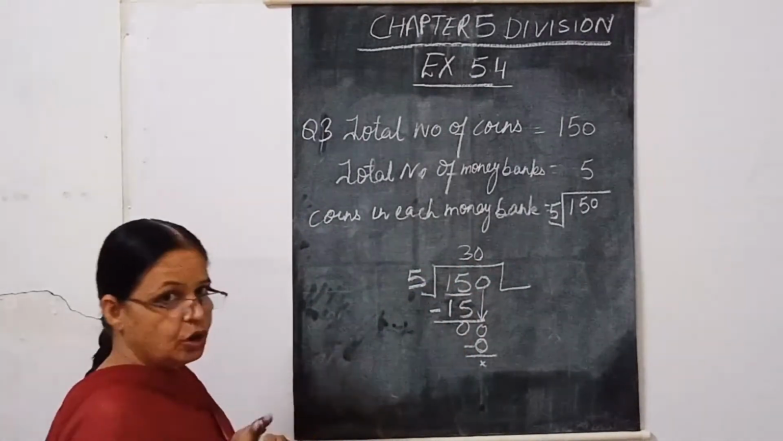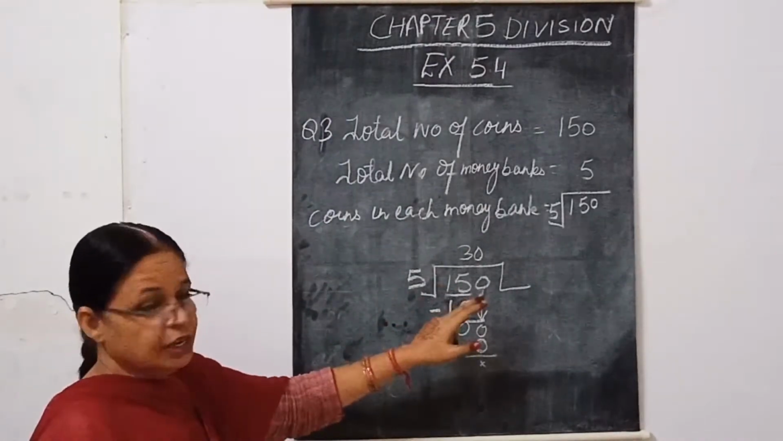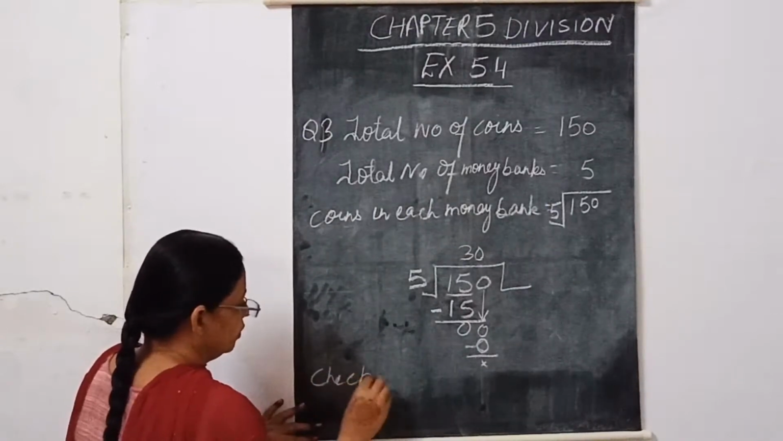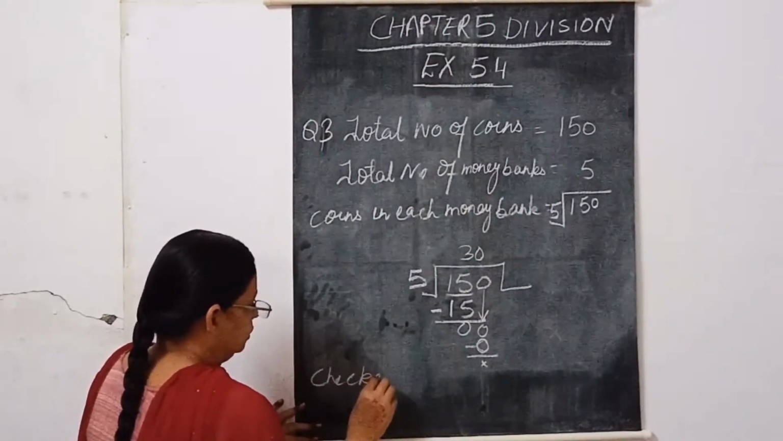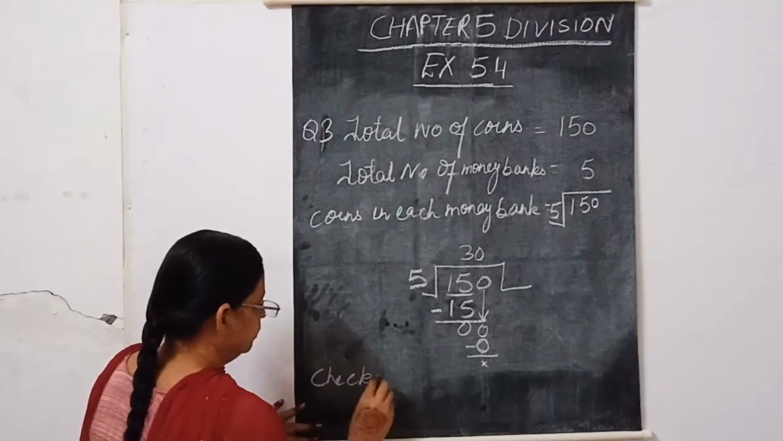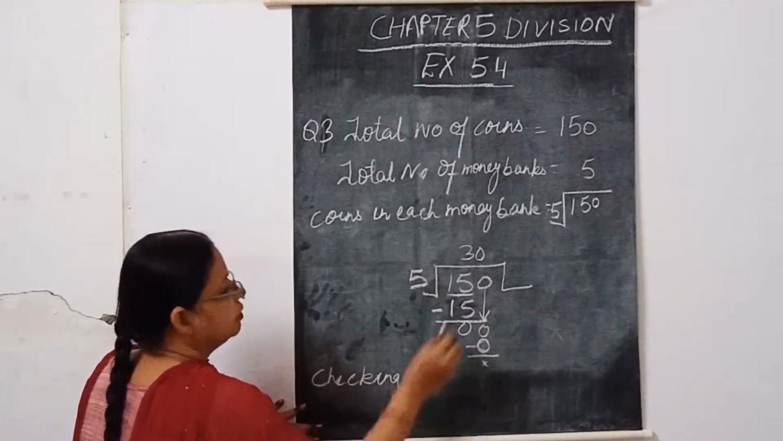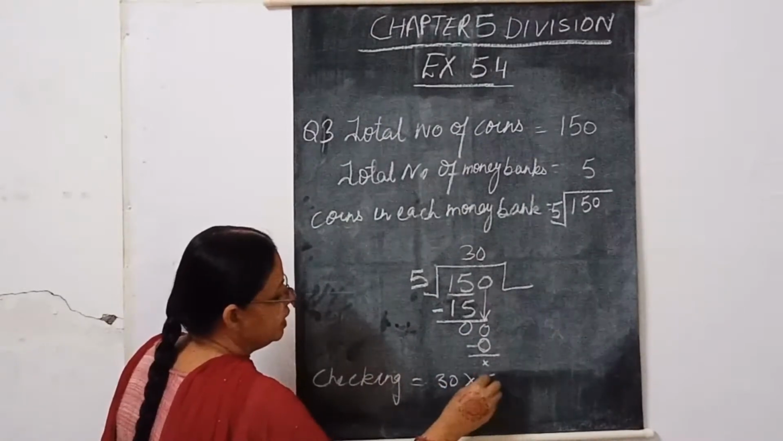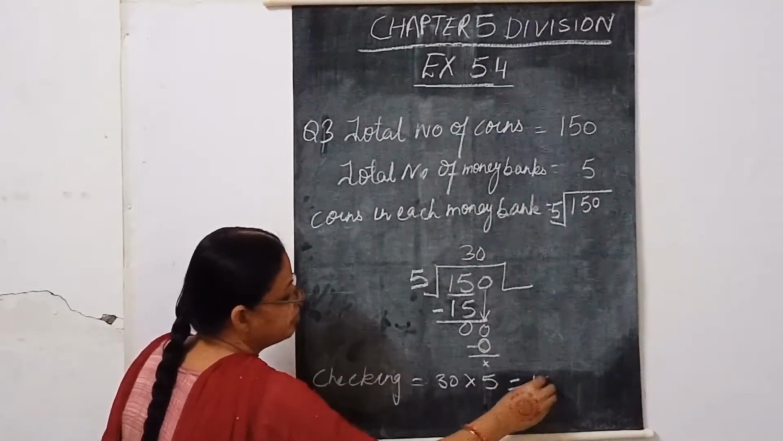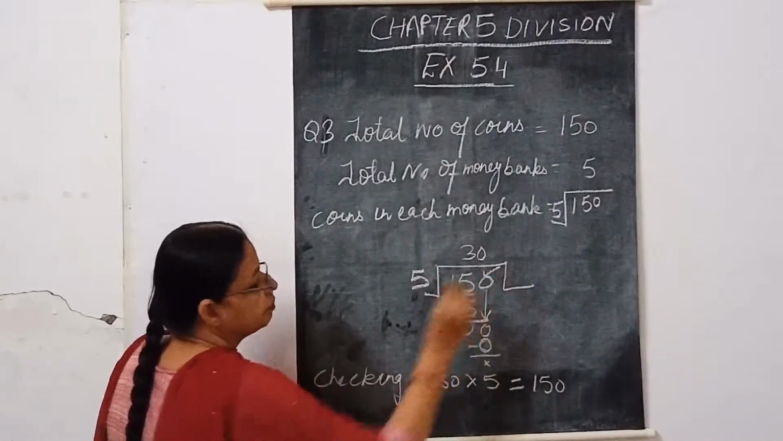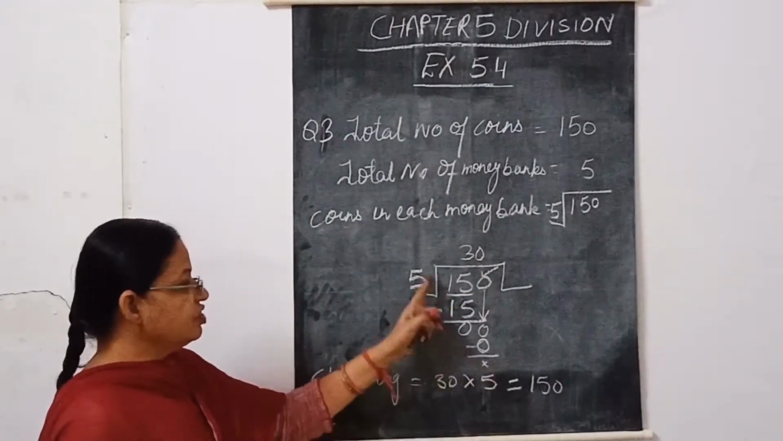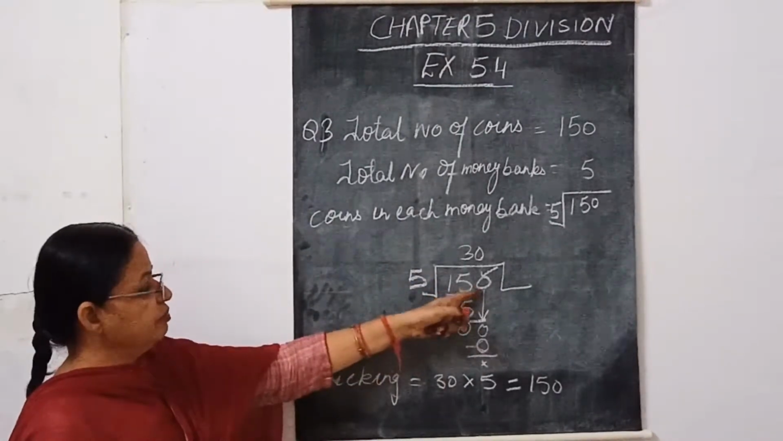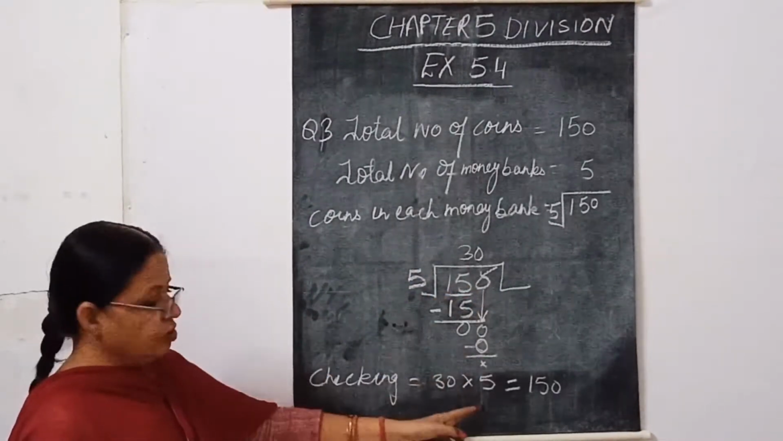As I have told you before also, when you are doing sums like this, you should check it. Now how will you do the checking? See, the answer is 30 here. 30 multiplied by 5 is equal to 150. That is this number. It means that our division is correct. So when you have any confusion regarding these questions where the zeros are there, then you should check your answer.